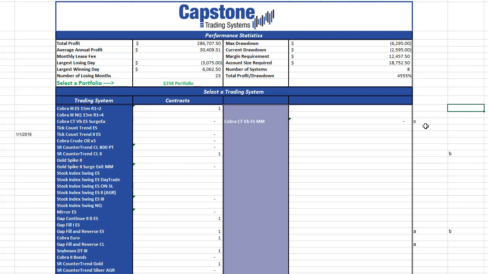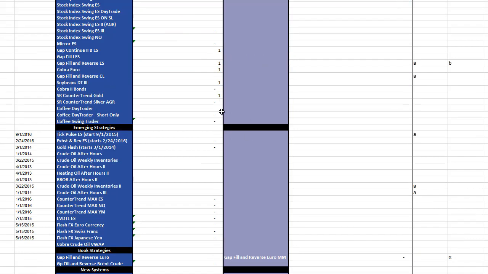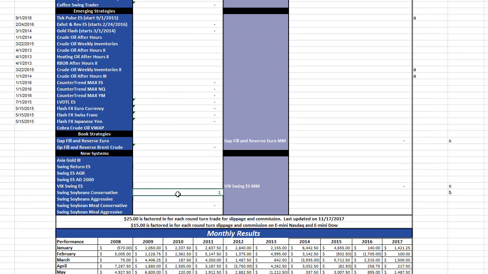So in summary, I've updated again to show the core 5 with the new 3 additions. So in summary, the 25K portfolio that we will track going forward, and the official recommended 25K portfolio, will be this 8 system portfolio with the core 5 plus SR countertrend crude oil, gap fill and reverse E-mini S&P, which was currently in the 10 system setup, and then swing soybeans conservative.